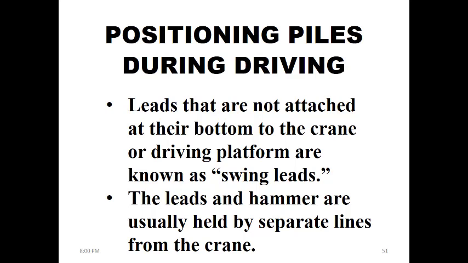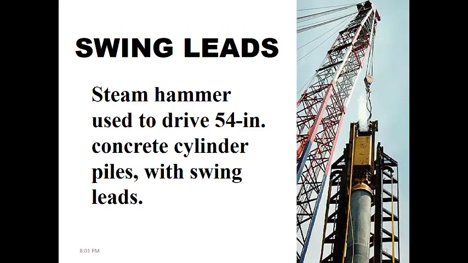Lids that are not attached at their bottom to the crane or driving platform are known as swing lids. What is it about? So it's actually hanging from a crane. That's simple. The lids and hammer are usually held by separate lines for this situation, just for stability purposes and for the ease of operation. In this picture you notice the lid, you notice the cylindrical pile, circular tubing pile that we have, and the hammer that is hanging from the crane for positioning.